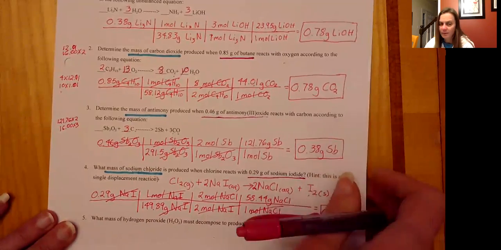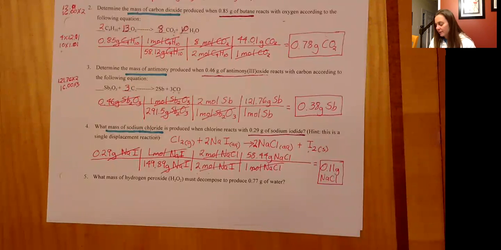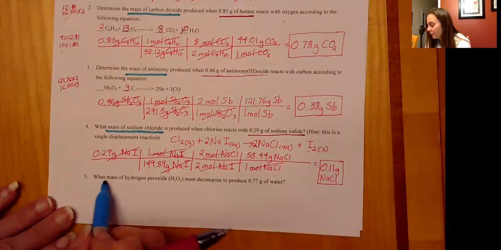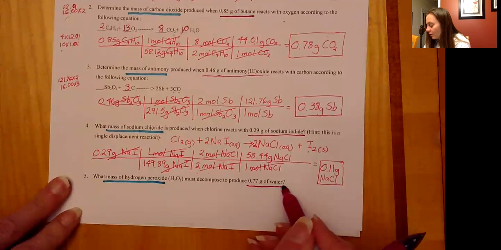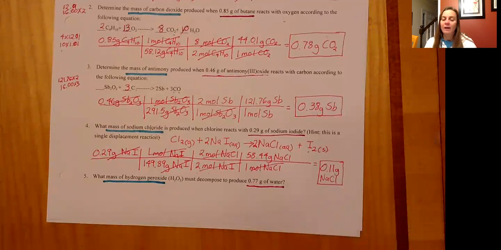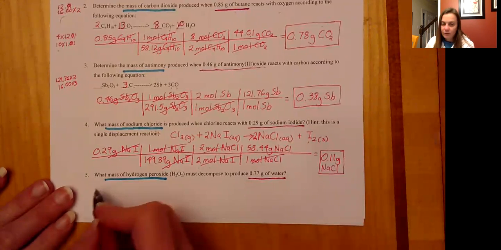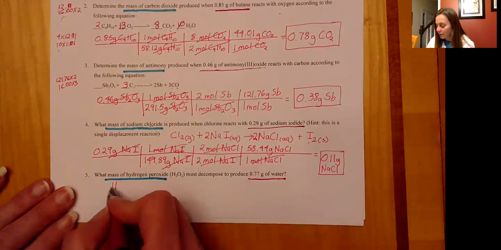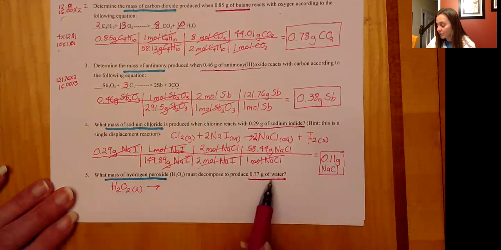Okay, last problem. This one asks me what mass of hydrogen peroxide, so mass of hydrogen peroxide is my unknown, must decompose to produce 0.77 grams of water. And this is a case where we're given the product and asked to find the reactant. And we have to remember that it doesn't matter whether we start with product or reactant, the process is the same. So I know that I need to write a balanced chemical equation. So I have hydrogen peroxide decomposing, and I know it produces water.